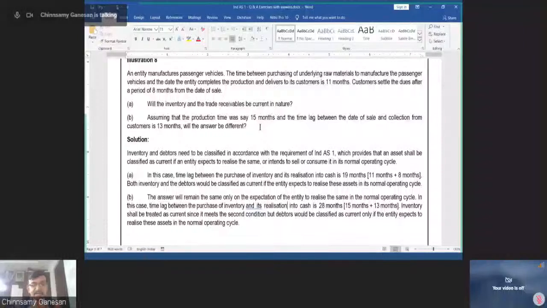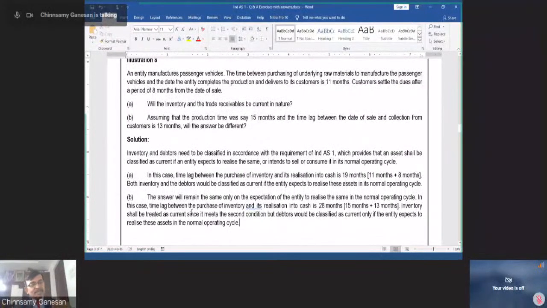Assuming that the debtor is not expected to be collected within 28 months, and it will take 3 years for collection. In that case, the portion of the debtor which is going beyond 28 months has to be checked with the other conditions. Is it held for sale? No. Is it expected to be realized within 12 months from the end of the reporting period? No. Is it cash and cash equivalent? No. All the 4 conditions are not satisfied. That portion of the debtor which is expected to be realized after the operating cycle, which is more than 12 months here in this example, is considered a non-current asset. That's what I'm showing with this.